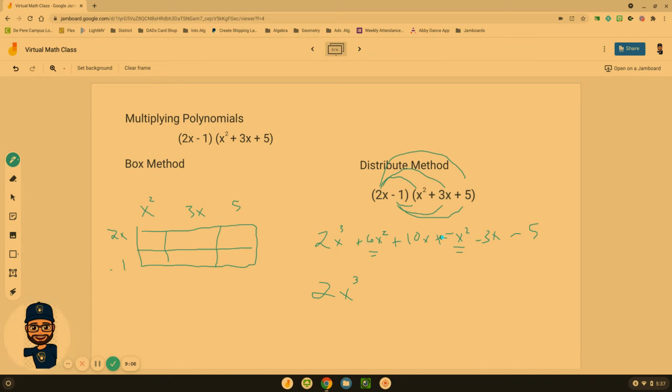Here's an x squared. Here's an x squared. So 6 of them, take away an x squared gives me 5 of the x squareds. Here's a positive 10x, and here's a negative 3x, so they both have exponents of 1. 10 take away 3 gives me plus 7x. And then the only thing we have left is a negative 5 to bring down. So again, you'd have 6 multiplications in this one, and then combining those like terms.